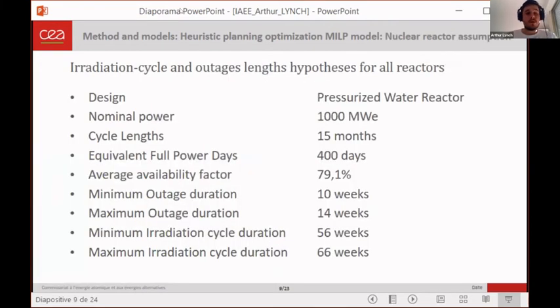And we run this model with a standardized nuclear reactors assumption. We based our standardized nuclear reactors on the French fleet. So each reactor is a pressurized water reactor with 1 gigawatt electrical power, an irradiation cycle length of 15 months, and an average availability factor of 79.1%, which is the historical nuclear fleet availability factor since the first reactor was built.